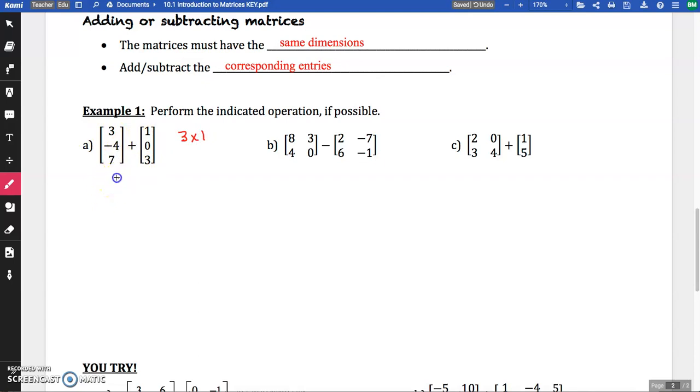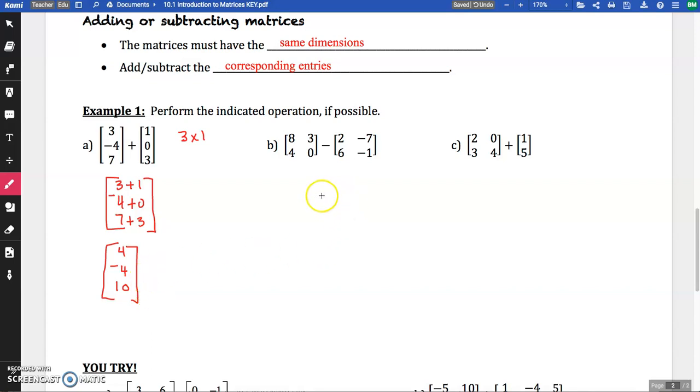If I'm going to add them, I'm going to draw a new matrix, just like a little rectangular bracket. I'm going to add the entries that are in the same position. So 3 plus 1. And then underneath that, negative 4 plus 0. And then 7 plus 3. Close my bracket. And then to simplify, I'll add those to get 4, negative 4, and 10. So down here is my final answer.